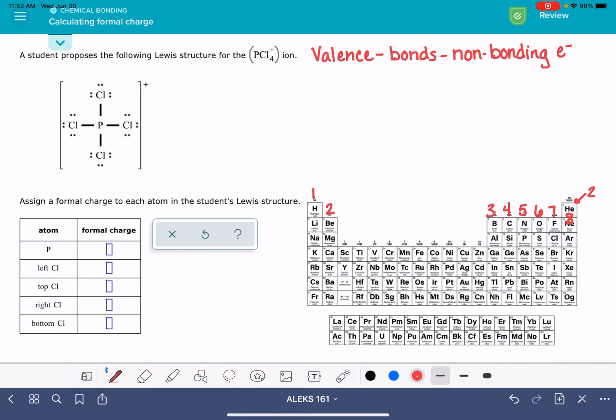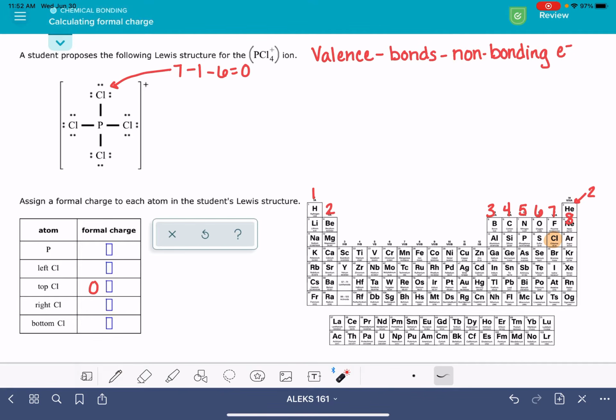So let's just go ahead and take a look at each one of these. I'm just going to start at the top of this Lewis structure and work my way down. For chlorine, which is located right here, that is in column number 7, so that means it has a total of 7 valence electrons. From that, we're going to subtract the number of bonds that are around this chlorine atom, which is just 1. It has 1 bond. And then from that, we're going to subtract the number of non-bonding electrons. That is 1, 2, 3, 4, 5, 6. 7 minus 1 minus 6, that's a formal charge of 0, and this would be the top chlorine, so that's going to be a 0.